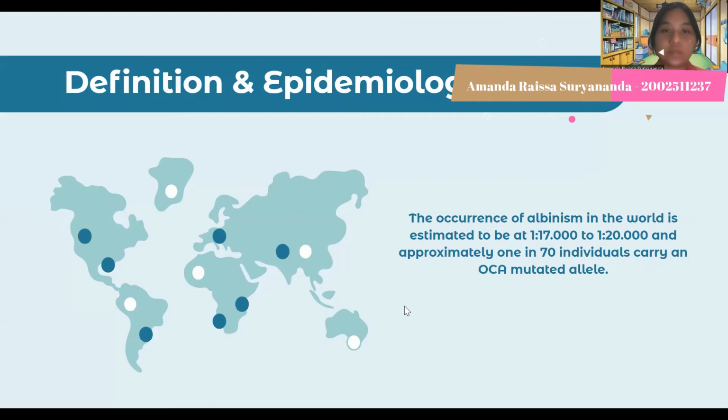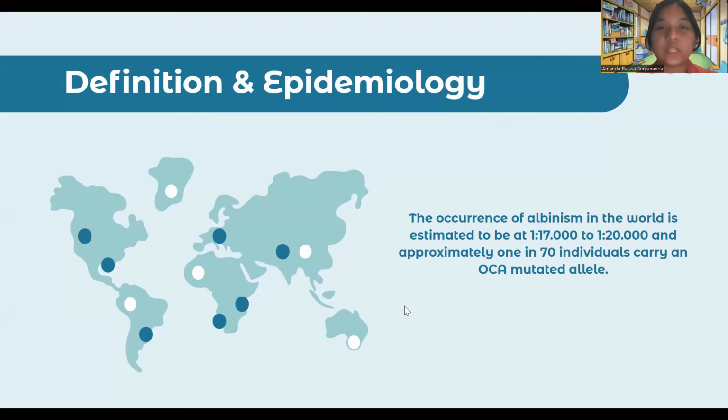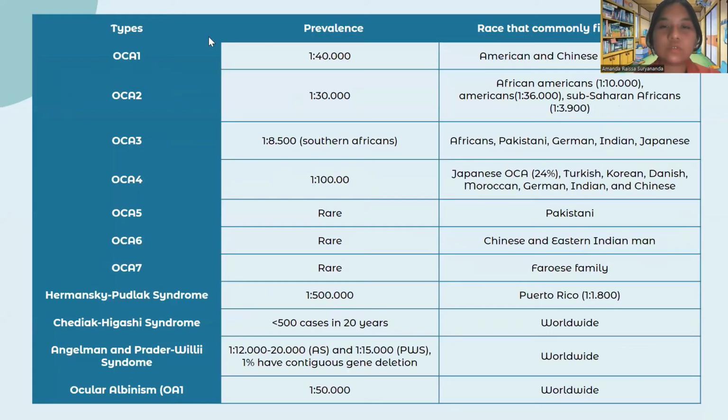So, for the epidemiology of albinism, albinism in the world is estimated to be at 1 in 20,000 individuals, and approximately 70% carry an OCA2-mutated allele, in which we made a table to differentiate between the prevalence of the types of albinism, and also the race that is commonly found based on the types of albinism and the prevalence.